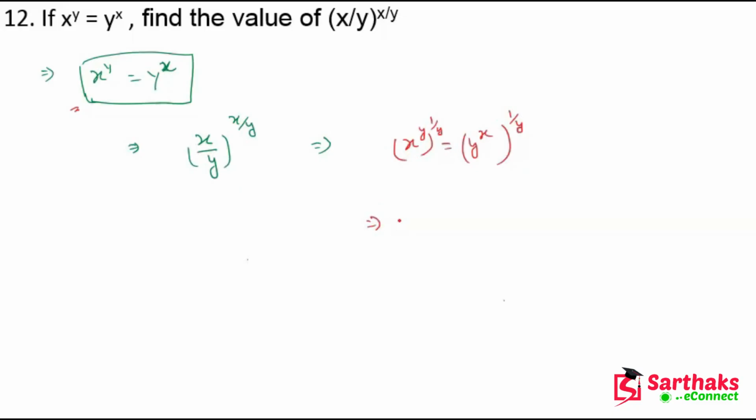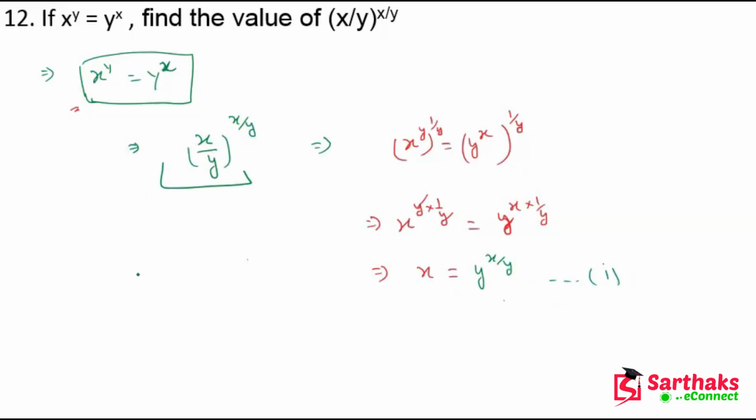So this will become like x is equal to y into 1 upon y is equal to y raised to power x into 1 upon y. Okay, so this y and this y will be cancelled. So here we get x is equal to y raised to power x upon y. Now let's suppose this is equation number 1.